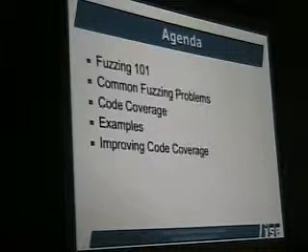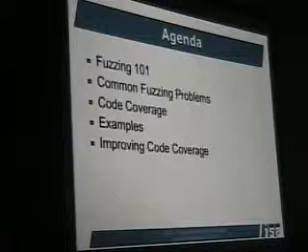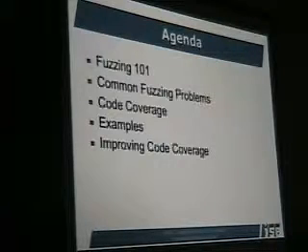First, I'm going to spend a couple minutes just making sure everyone's on the same page about the terms I'm going to use for fuzzing and what fuzzing is all about. Then I'm going to talk about a lot of the problems that you'll run into when you try to do fuzzing. And then I'm going to move on to code coverage, which is something that I'm going to show you can be used to answer a lot of the questions that you'll run into when you're trying to fuzz something. Then I'll do a bunch of examples, and then I'll talk about how you can make your code coverage.